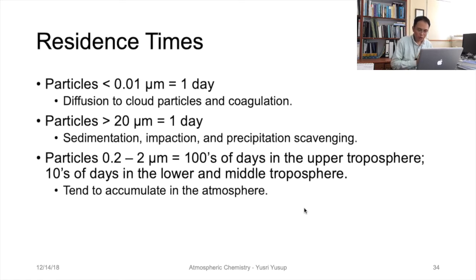Now, the particles between 0.2 up to 2 micrometers, the residence time is much longer, by an order of magnitude of 2 times. They can last hundreds of days in the upper troposphere and only tens of days in the lower or middle troposphere, because of the turbulence or the vigorous mixing in the lower part of the atmosphere. And these are the particles that tend to accumulate in the atmosphere and increase its concentration.